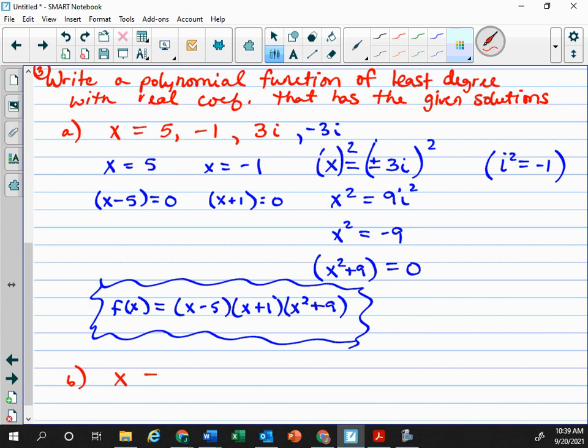All right, your solutions for this one are x equals -2 and 4 minus i.